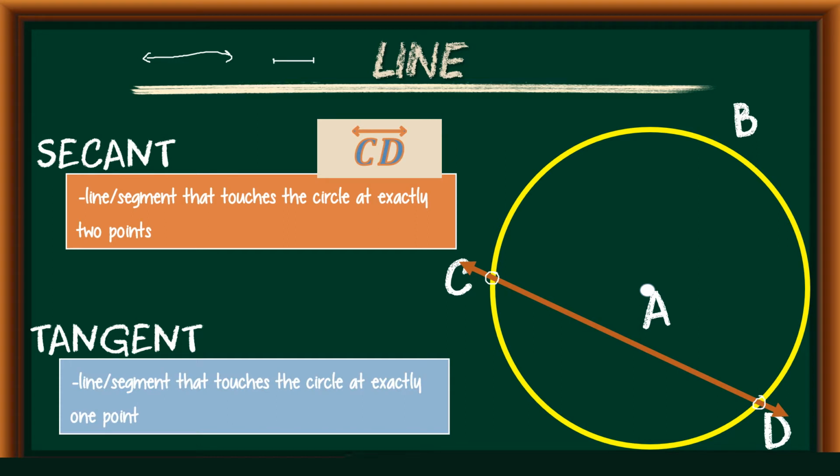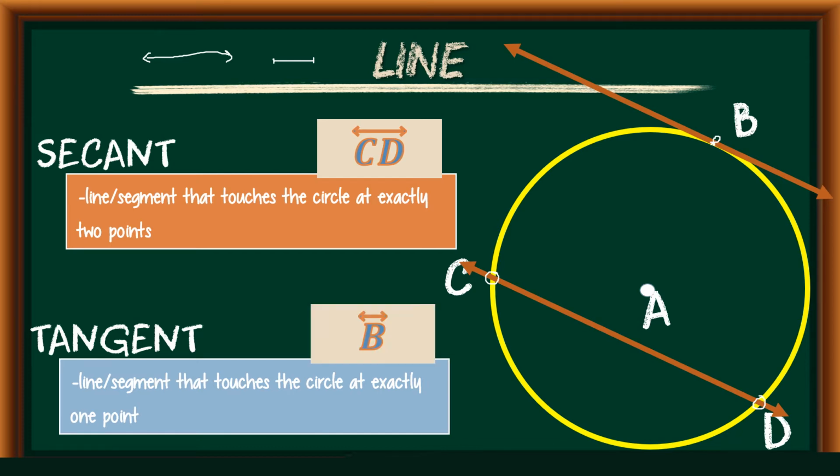Next, the tangent. Si tangent naman ay line that touches the circle at exactly 1 point. So, once lang siyang nag-touch kay circle. For example, yan, sa isang beses lang at point B. Kaya naman, ang pangalan ng tangent na ito is tangent B or the line B. Okay? Secant, exactly 2 points and tangent, only 1 point.